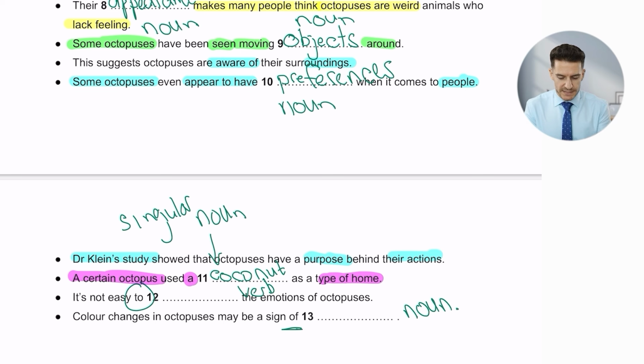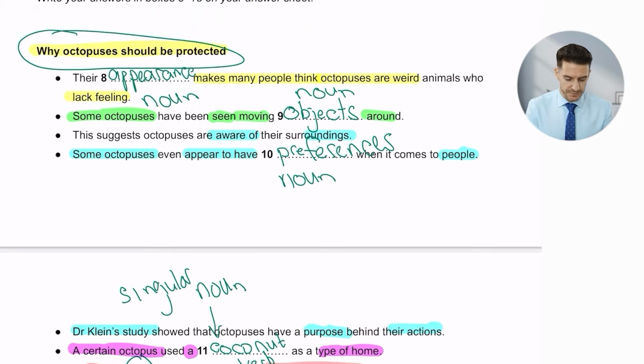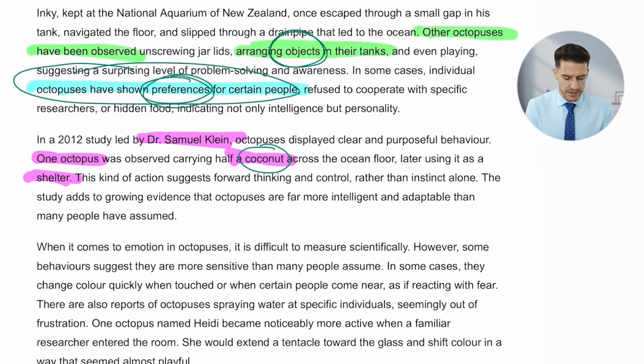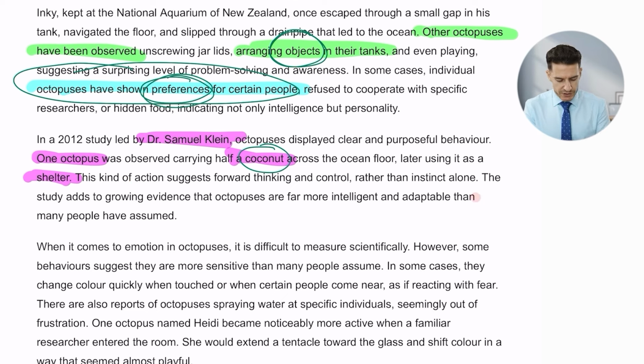It's not easy to something, the emotions of octopuses. So we're looking for a verb as well, and we're looking for emotions of octopuses. So let's go back up and see if we can find that. So let's start reading here. This kind of action suggests, okay, the study adds to evidence they're intelligent, okay. When it comes to, there we go, emotion in octopuses, it is difficult to measure scientifically. So there you go. There is a verb. So that could be the answer.